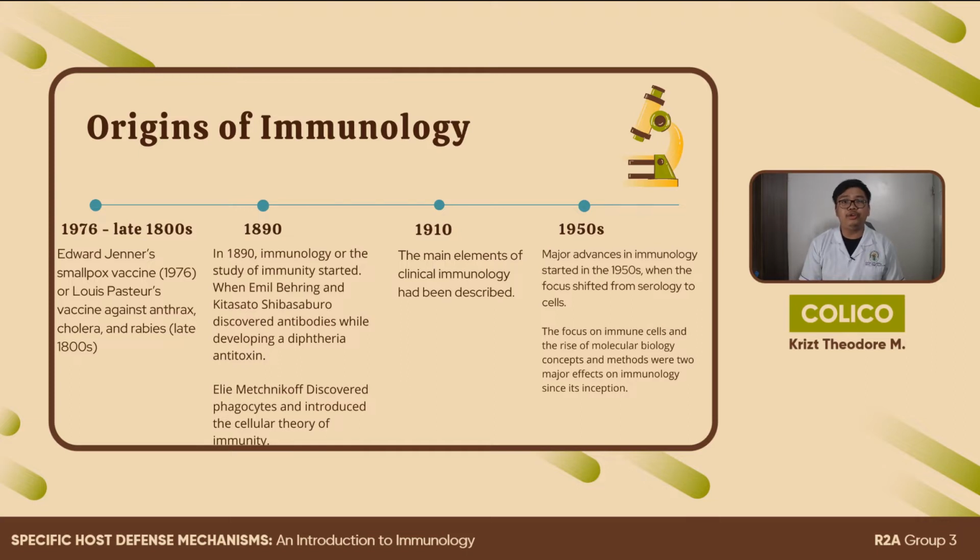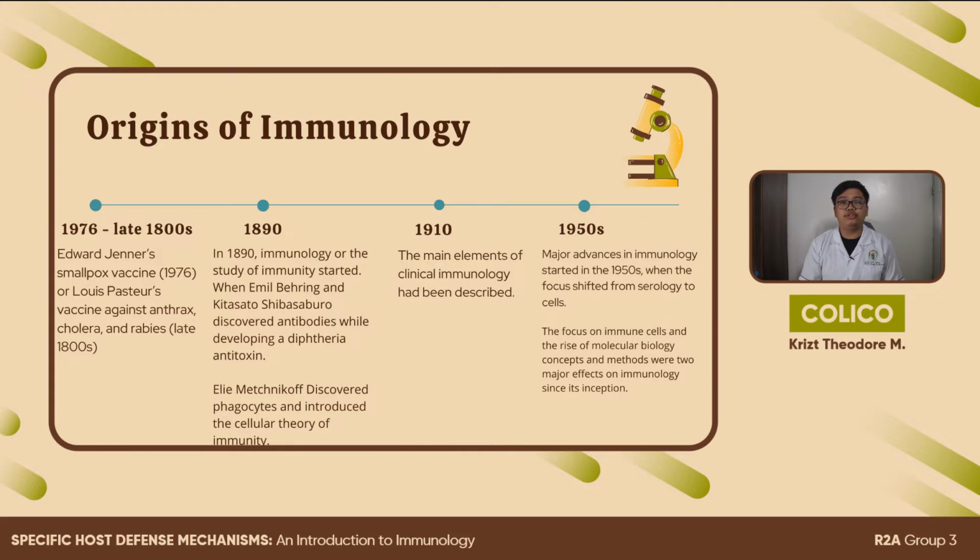In 1890, immunology, or the study of immunity, started when Emil Behring and Kitasato Shibasaburo discovered antibodies while developing a diphtheria antitoxin. Also, Elie Metchnikoff discovered phagocytes and introduced the cellular theory of immunity. By 1910, the main elements of clinical immunology, allergy, autoimmunity, and transplantation immunity, had been described.